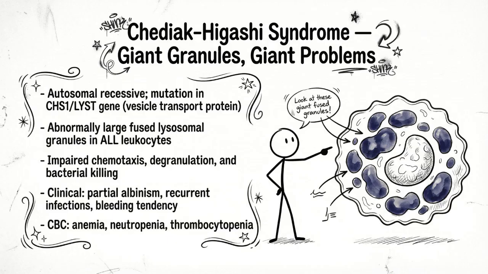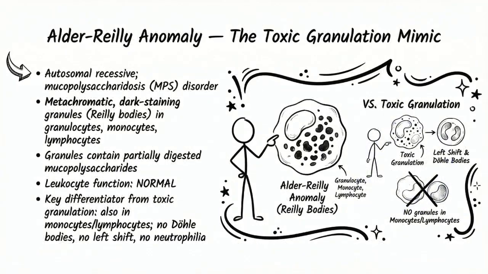Let's move on to another granule anomaly. Alder-Reilly anomaly is a great example of why context matters, because it looks so much like toxic granulation.